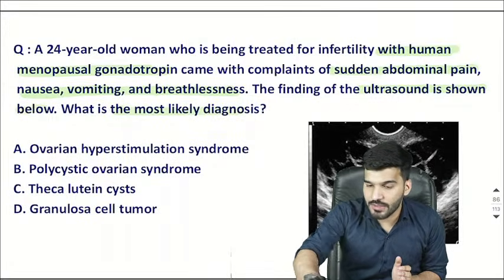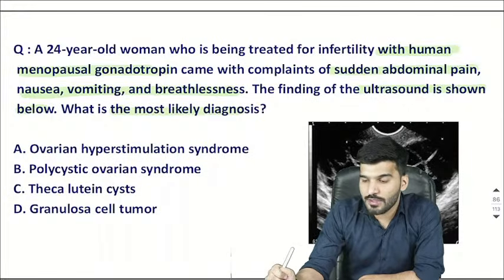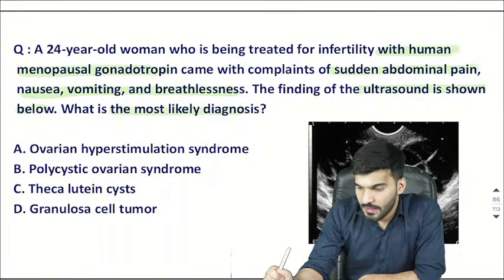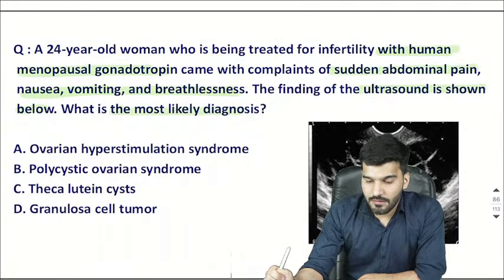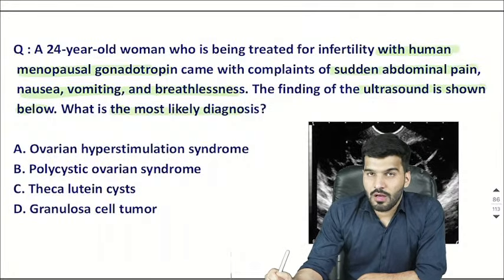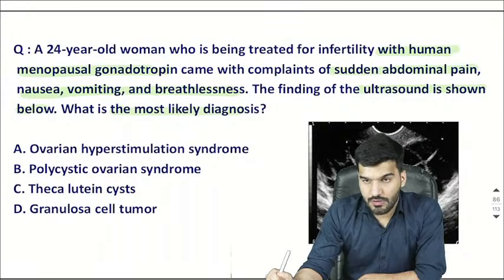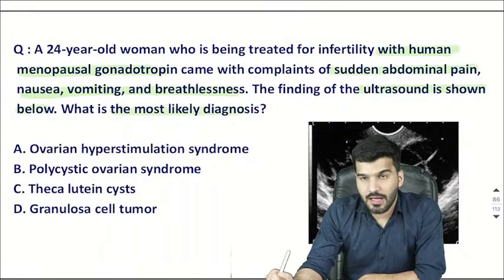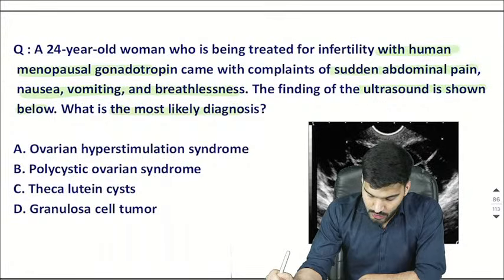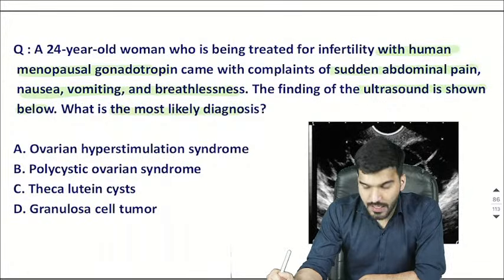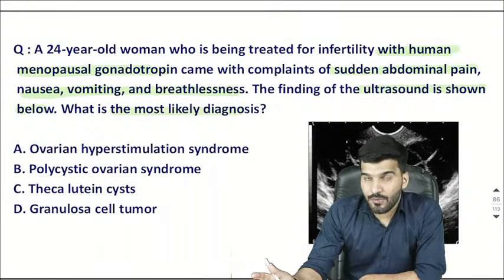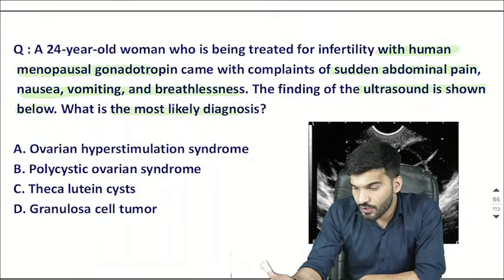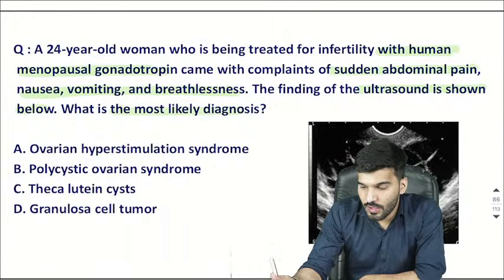Everybody in the chat box, what is going to be the most likely diagnosis? So tell me in the chat box. The USG image has been given. Now, she had a treatment for the infertility, followed by that she was being treated with HMG, and now suddenly she has a complaint of abdominal pain, nausea, vomiting, and breathlessness. The finding of the ultrasound is shown below. What is your likely diagnosis?